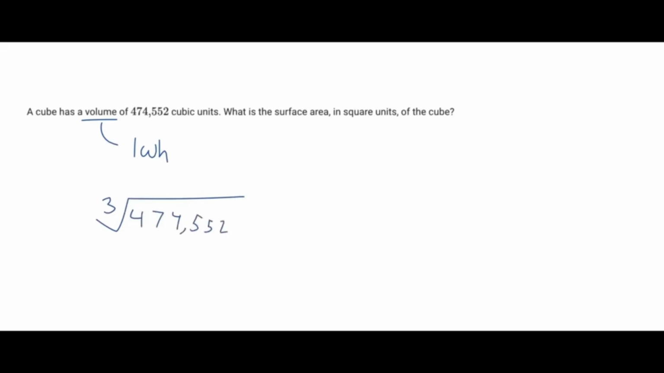474,552. And that will give us a value of 78, all right? So 78 is just the side length of each of the sides. And now we want to calculate the surface area. So for the surface area, we can just find the area of each side and then multiply by the number of sides. So we have 78 times 78. That will give us the area of one side, and we know there are 6 faces to a cube, and so we can just multiply this by 6, giving us a final value of 336,552.